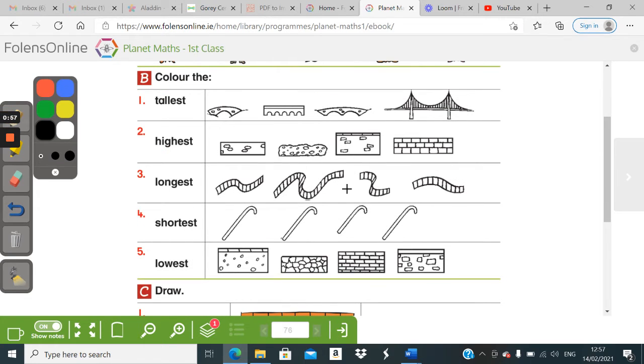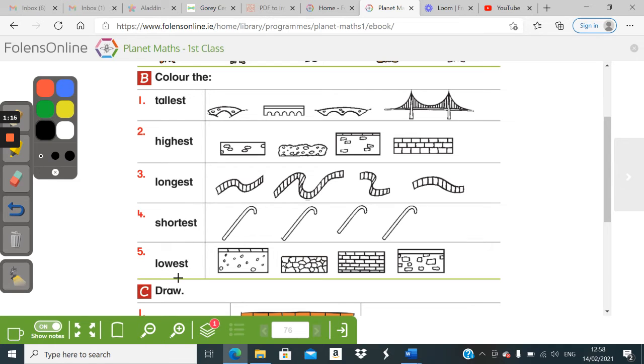Okay. Now we're looking at some words here. You only have to colour one thing. So for one, you have to colour the tallest bridge, two, highest wall, three, the longest bit of what looks like tape, four, the shortest walking stick, and five, the lowest wall.